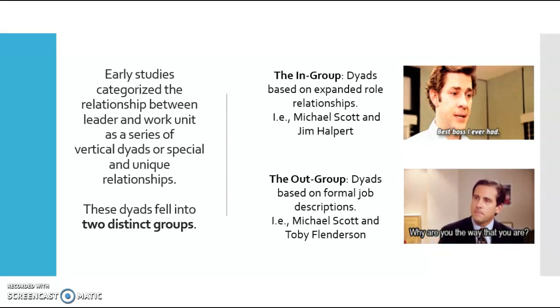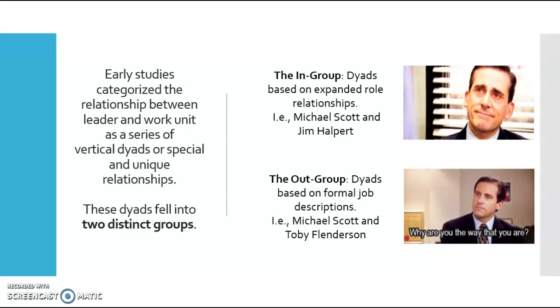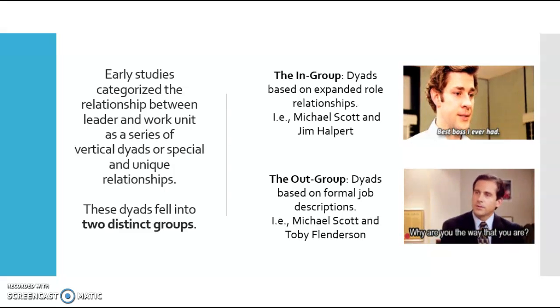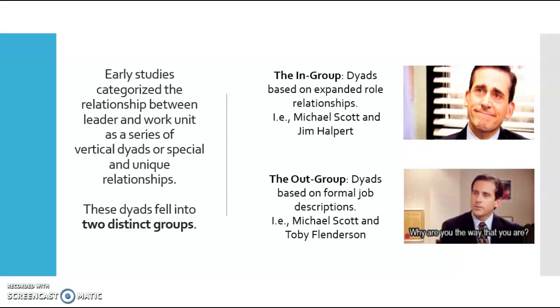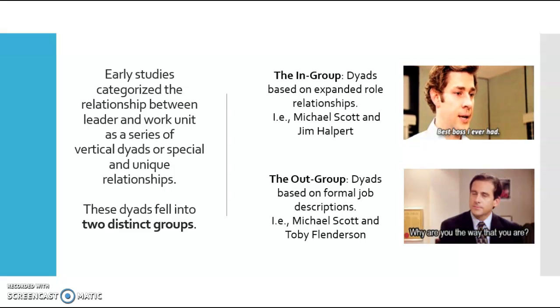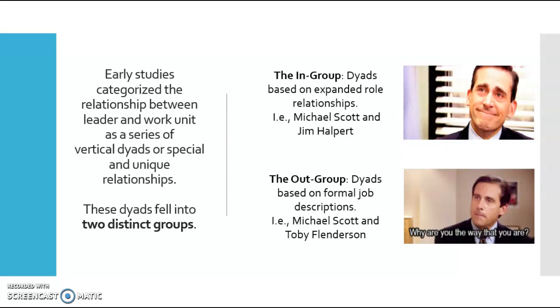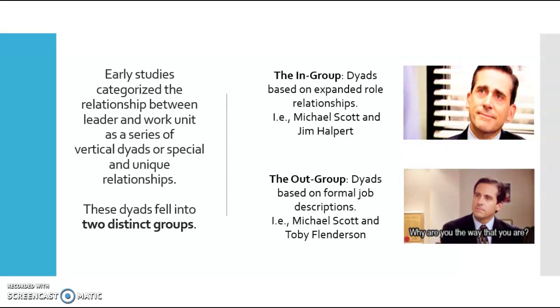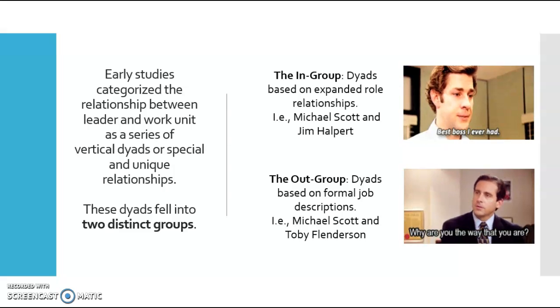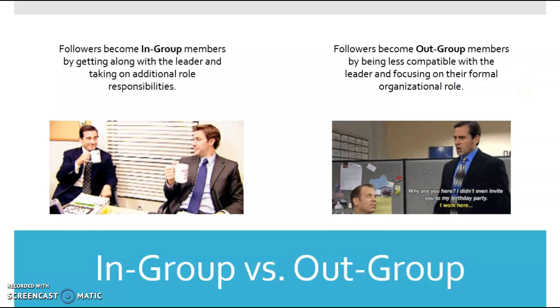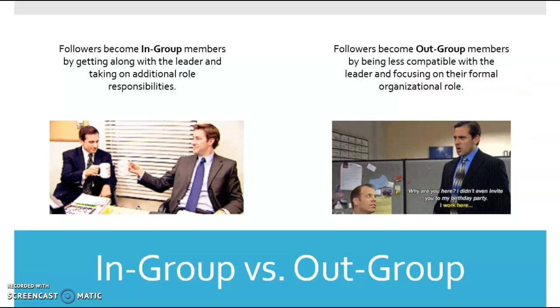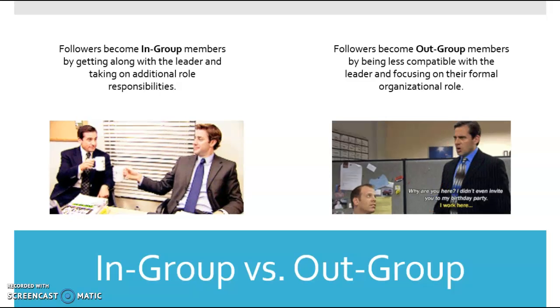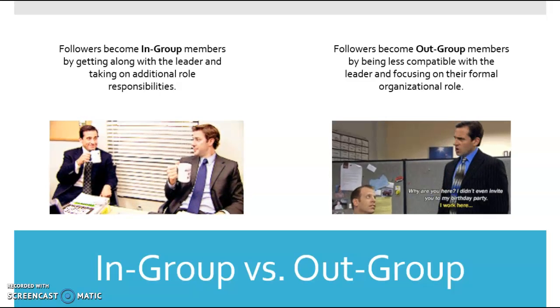The in group, based on expanded role relationships, i.e., Michael Scott and Jim Halpert have a very close relationship in the show, and the out group, dyads based on formal job descriptions, i.e., Michael Scott and Toby Flenderson have a very strained relationship. Followers become in-group members by getting along with the leader and taking on additional role responsibilities.